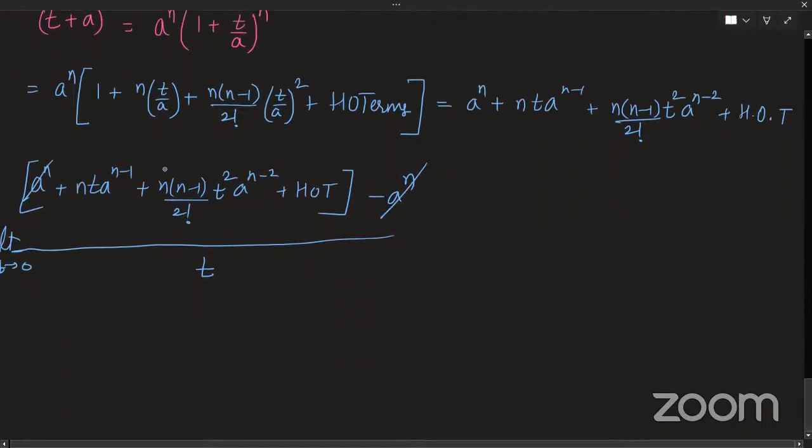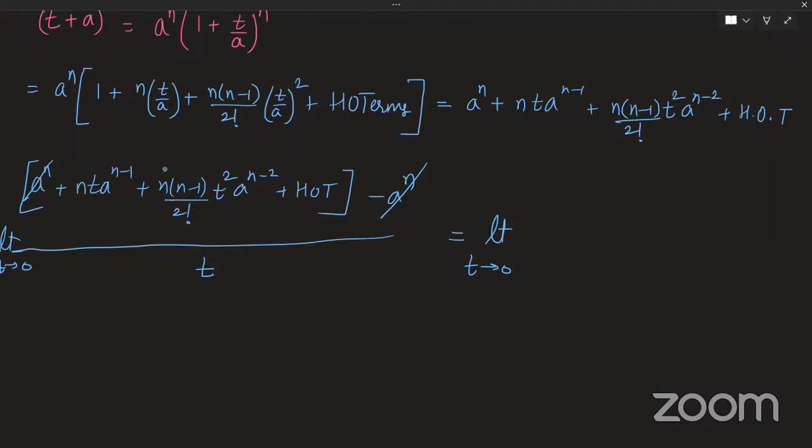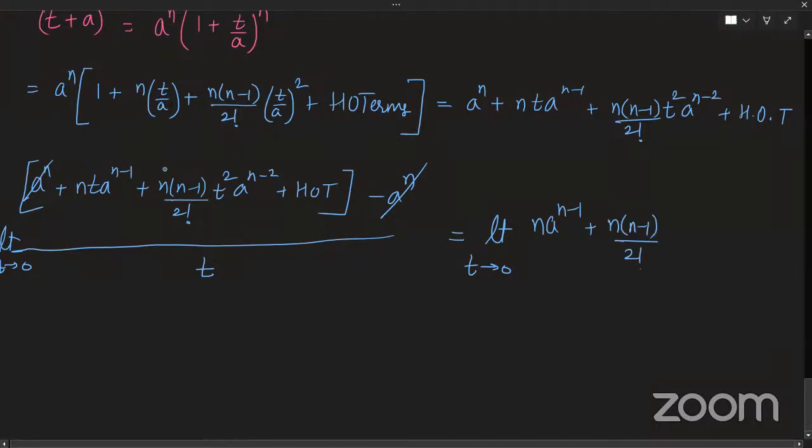So a raised to n got cancelled. So this t by t, what will it be, everyone? How can we solve this thing? Just divide your denominator into all of these. Yes, sir. So we have n a raised to n minus 1 plus n into n minus 1 by 2 factorial t a raised to n minus 2 and higher order terms.